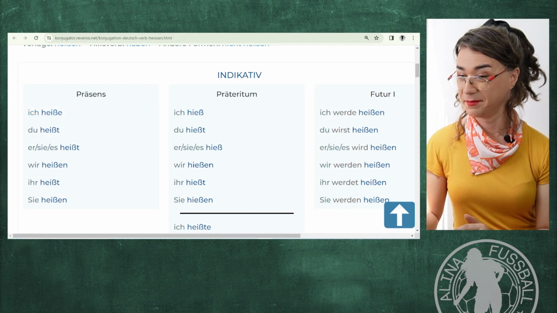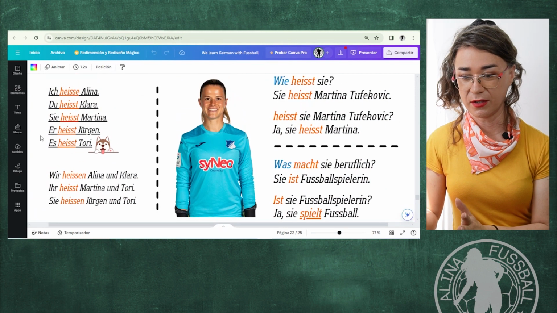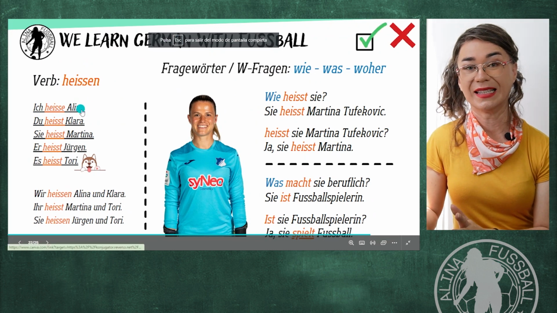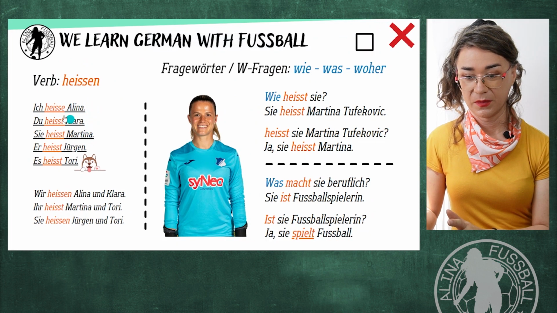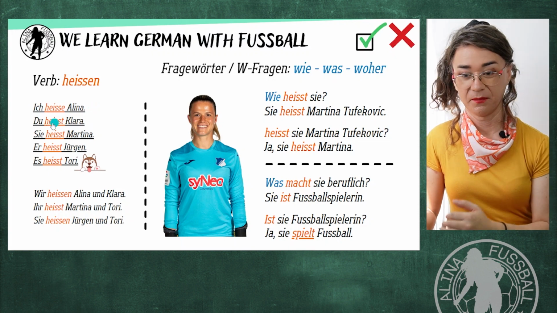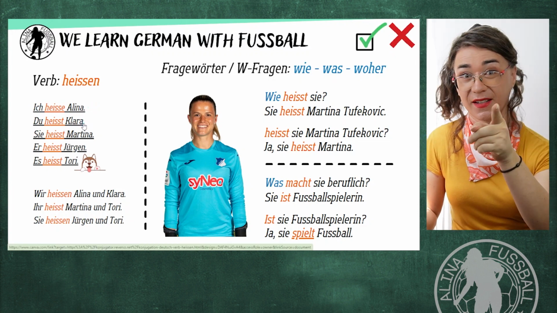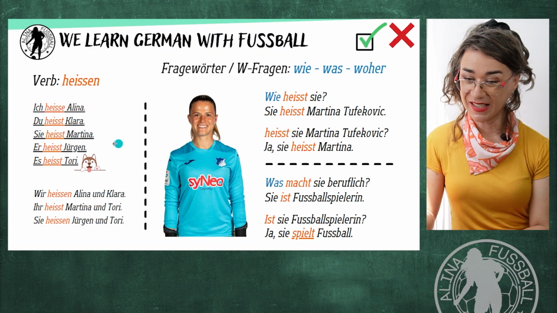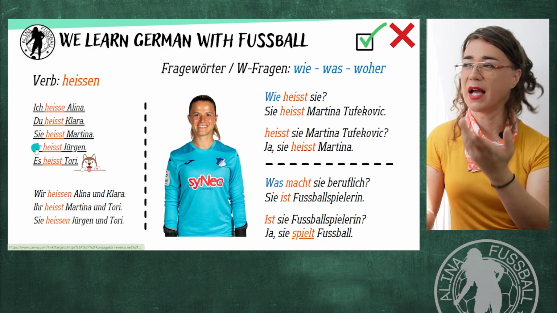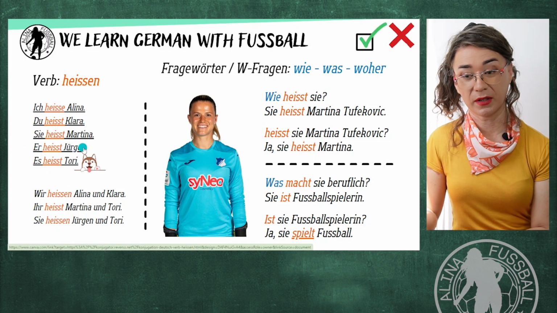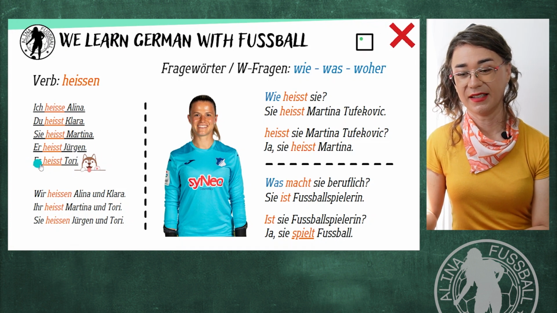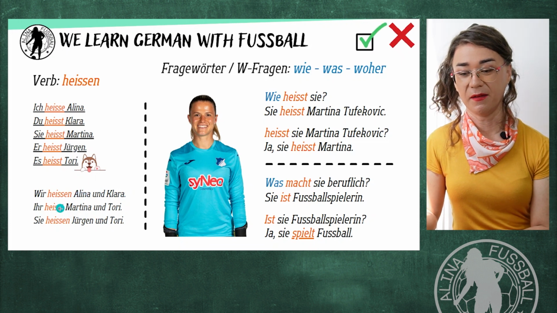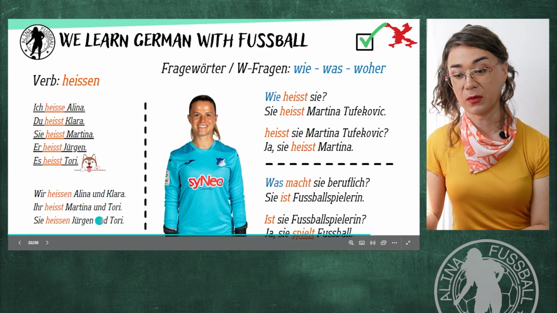Ich heiße. So this is a little example of conjugations. The important thing here with this example is that I am including names. So, ich heiße Alina, du heißt maybe Clara, sie, the woman, heißt Martina, er, a man, I don't know, heißt Jürgen, the dog heißt Tori. Now we have plurals, Alina und Clara, Martina und Tori, Jürgen und Tori.